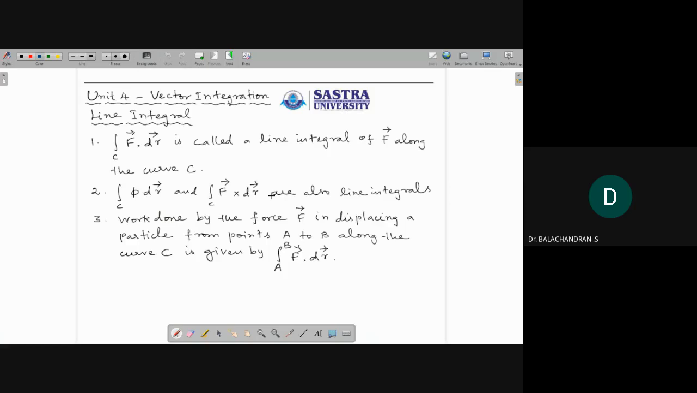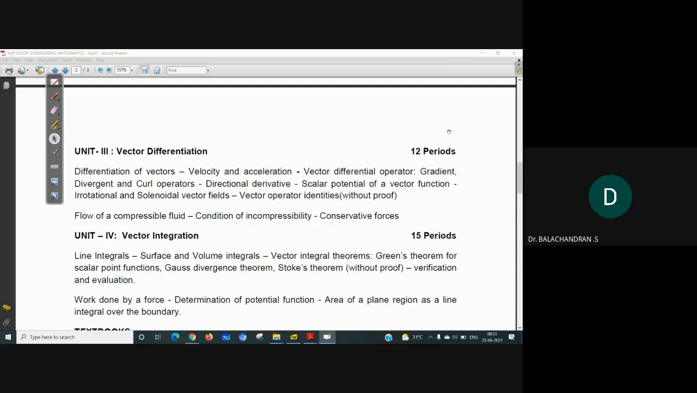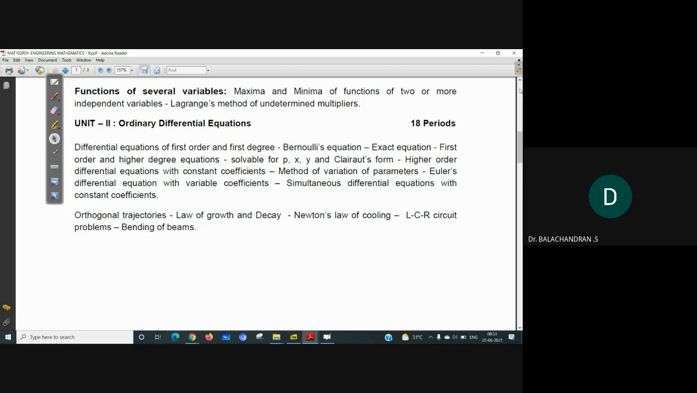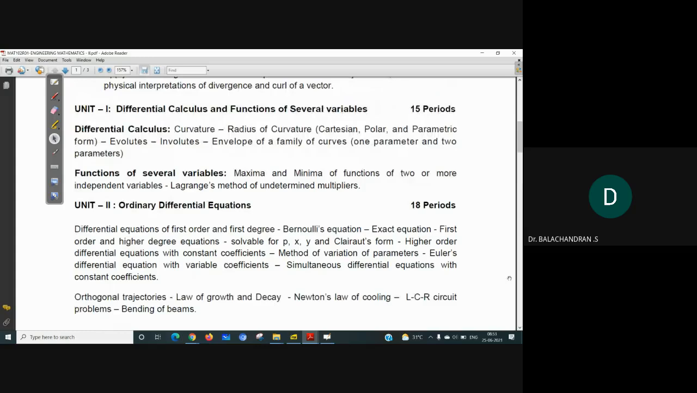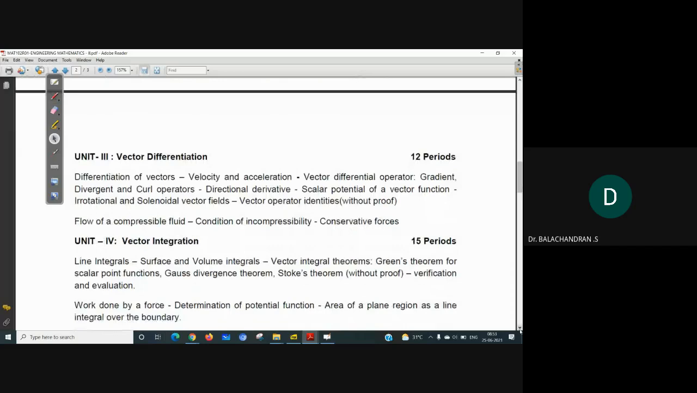So vector integration. First, I am going to give some of the basic notations and definitions. Line integral. And one more thing, the syllabus is comparatively very less. In my opinion, if you study first and second unit, especially the second unit is very big, okay? And if you compare third and fourth unit, the content is very less, but the distribution of marks is the same. So concentrate more on third and fourth unit, because you already finished the first and second unit. So try to concentrate more on these two units.